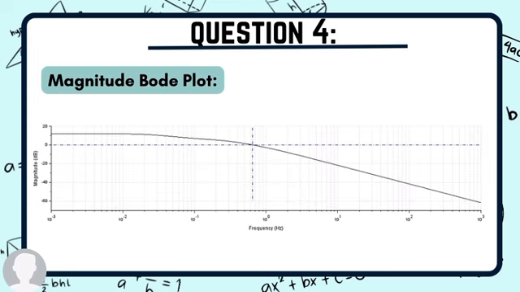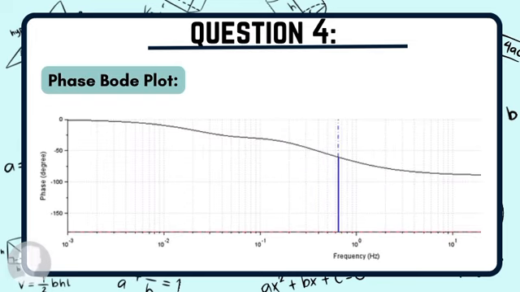This is the magnitude Bode plot for the lag network. This is the phase Bode plot for the lag network.